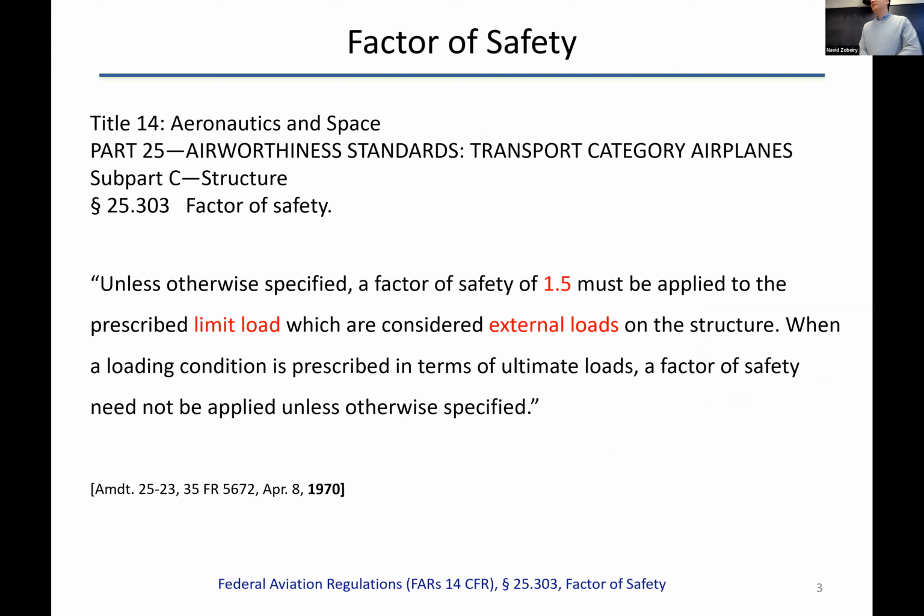So this is what the FAA says about the factor of safety. There is this Federal Aviation Regulation, 14 CFR 25.303, and it says, unless otherwise specified, a factor of safety of 1.5 must be applied to the prescribed limit loads, which are considered external loads on the structure. And then it also defines the ultimate load. It says if you talk about ultimate load, you don't need to consider the factor of safety. It's basically a definition: there's an ultimate load, there's a limit load, and a factor of safety of 1.5, right?